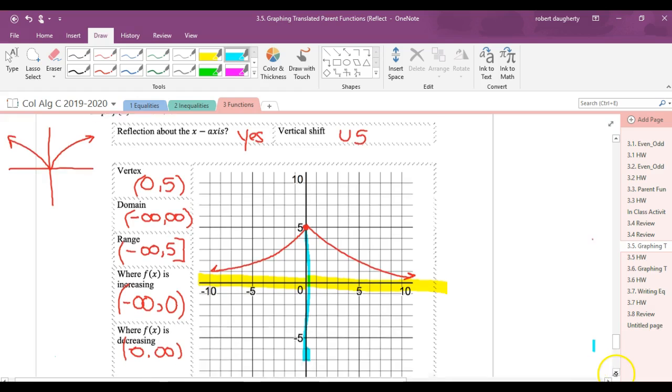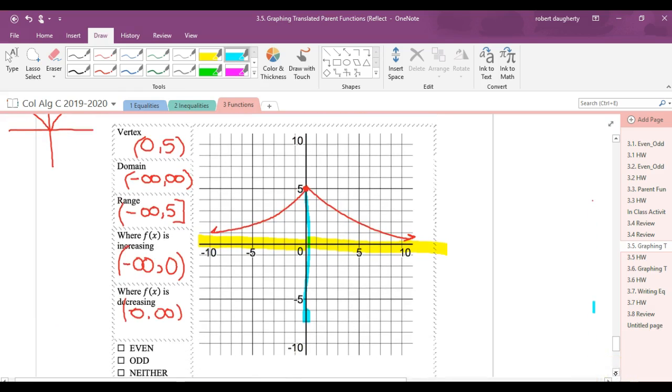Now what is this function, even, odd, or neither? Yeah, this is an even function. So we knew that x to the 2/3 was even. You can move it up and down all day long and it stays even.